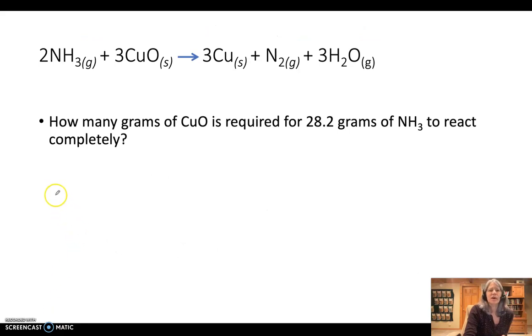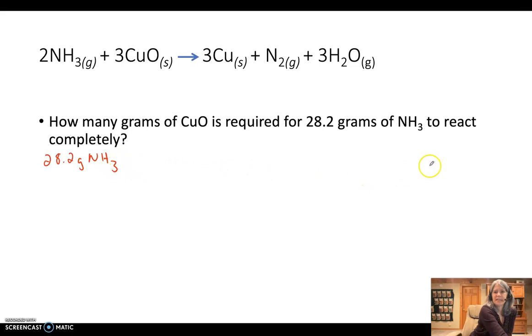Okay, so again, when I do these problems, what I like to do is start on the left with what we're given in the problem, right? It's asking for how many grams of CuO, and it's giving us some information, 28.2 grams of ammonia. So that's always what I'm going to start with. So I put that over here, 28.2 grams of ammonia. And I'm going to be multiplying this by a whole bunch of conversion factors.